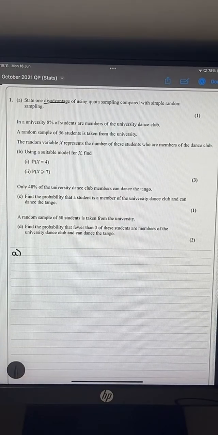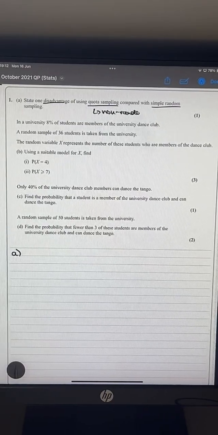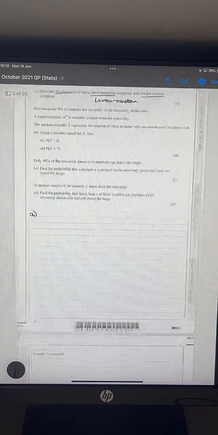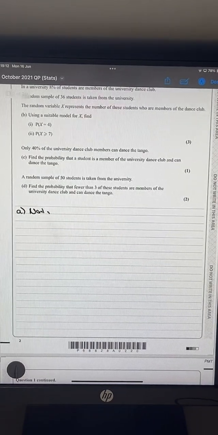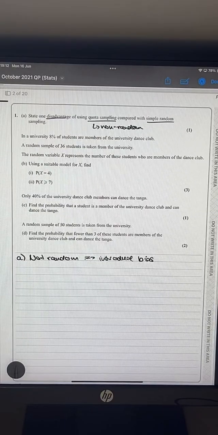State one disadvantage of using quota sampling compared with simple random sampling. Well, the main advantage of simple random sampling is that it's random, but quota sampling is non-random. Remember, this is one of our non-random samples. So that's the disadvantage. It's not random, which means that it could introduce bias. That's the easiest one to remember.